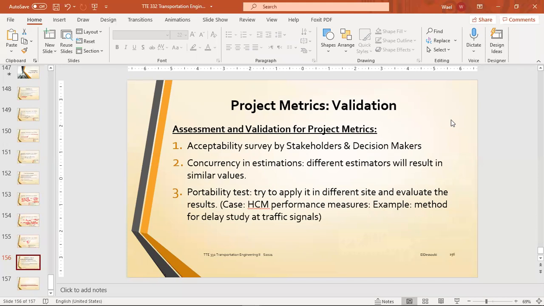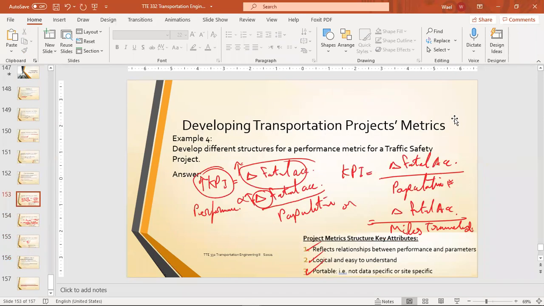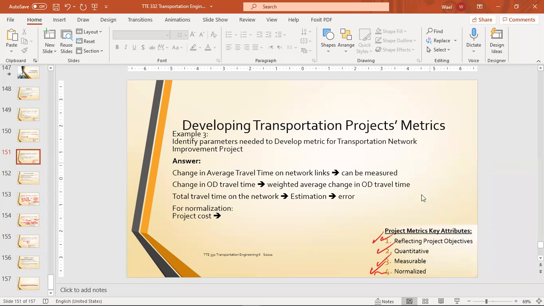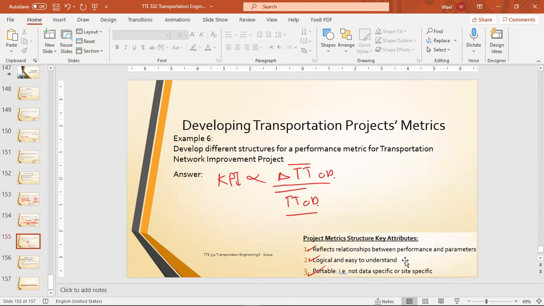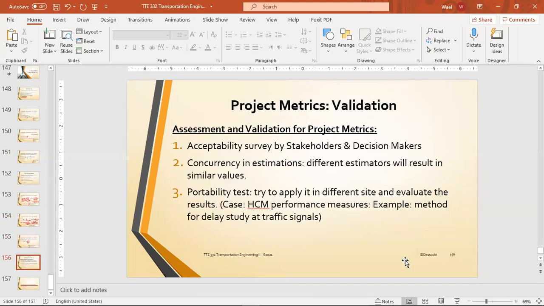What do we mean by concurrency of estimations? Now we were talking about the parameters used in the project. It should be quantitative, measurable, normalized. Sometimes there is a mistake in the quantitative issue and it's difficult to measure quantitatively, so sometimes we have to make an estimation. And at this point the KPI should be concurrent. What do we mean by concurrency in estimation?